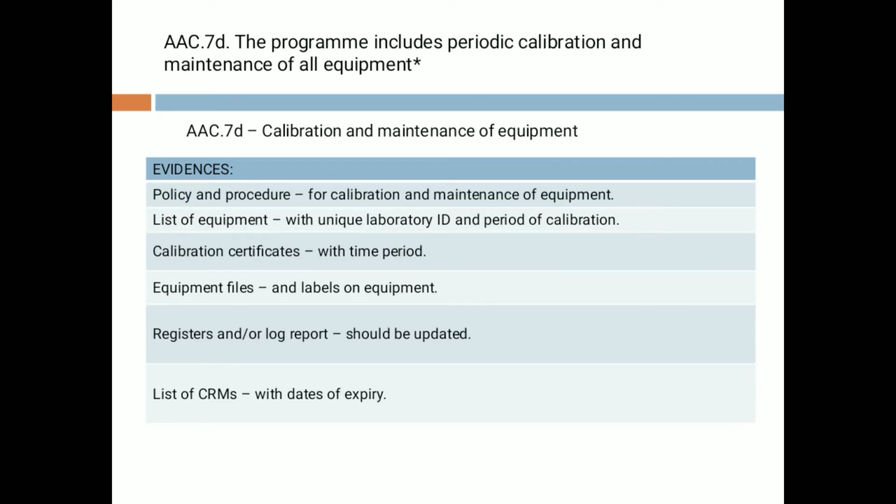Objective element AAC 7D speaks about calibration and maintenance of equipment. Evidences: policy and procedures for calibration and maintenance of equipment, list of equipment with unique laboratory ID and period of calibration, calibration certificates with time frame, equipment files and labels on equipment, registers and/or log report should be updated, list of CRMs with dates of expiry.